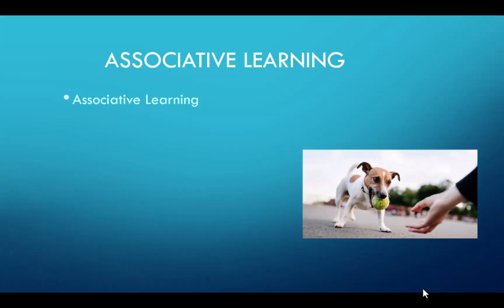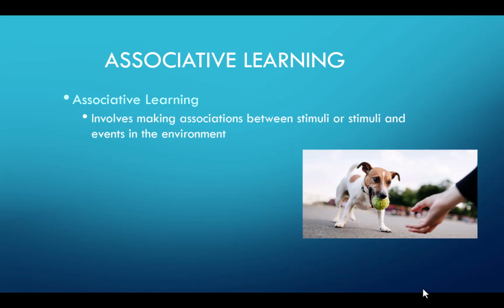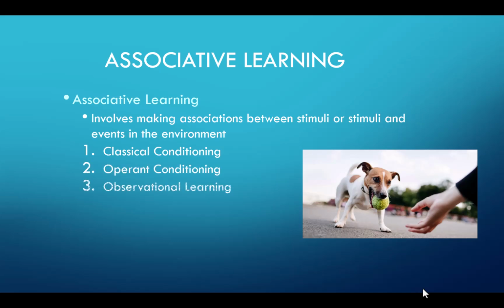Classical conditioning is a type of associative learning. Associative learning involves making associations between stimuli or stimuli and events in the environment. And there are different types of associative learning. We're going to discuss classical conditioning in this video. We'll discuss operant conditioning in another video, and observational learning in a third video. But they're all types of associative learning where we're making connections between stimuli or stimuli and events in the environment.